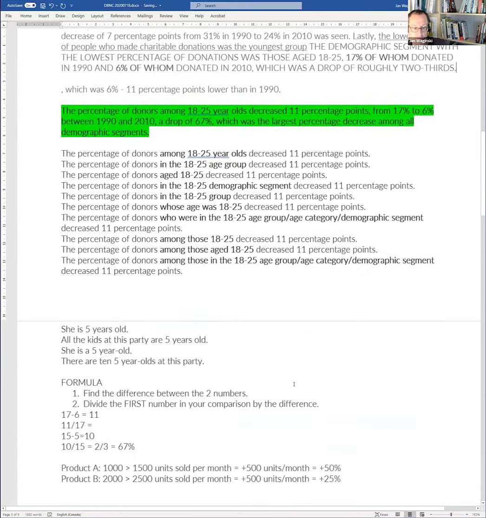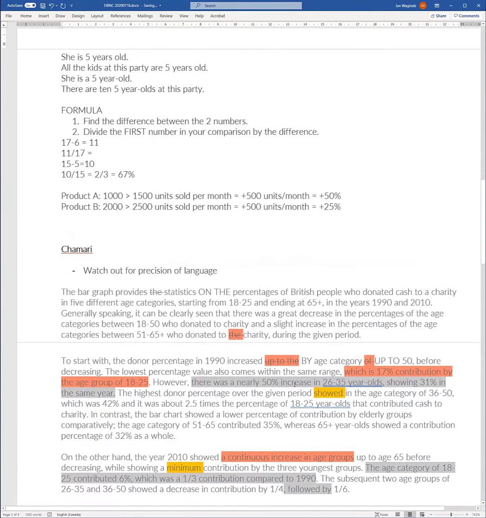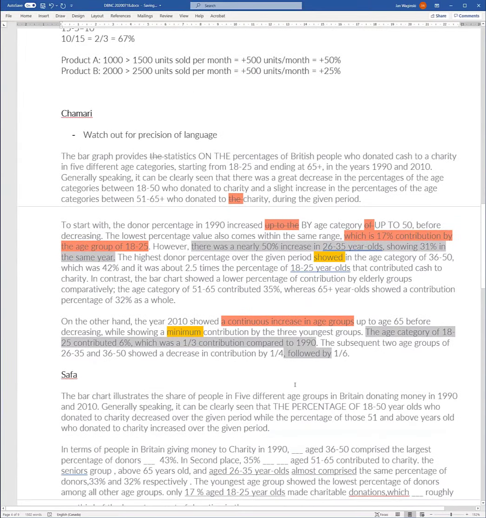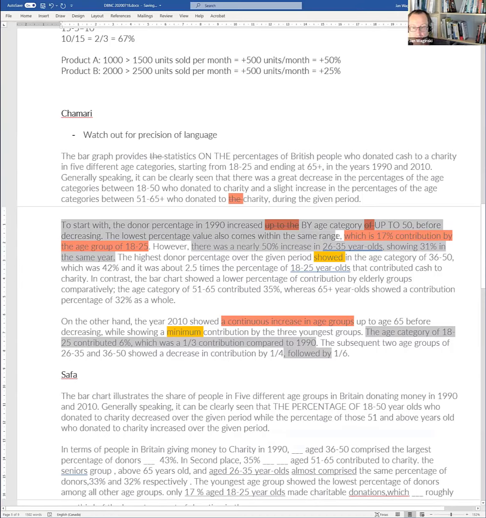Let's have a look at some other problematic ones. Chomri's not here, but she's got a couple of these issues. The first paragraph is fine. To start with, let's go here. The donor percentage in 1990 increased by age category up to 50 before decreasing. The lowest percentage value also comes within the same range, which is 17% contribution by the age group of 18 to 25.